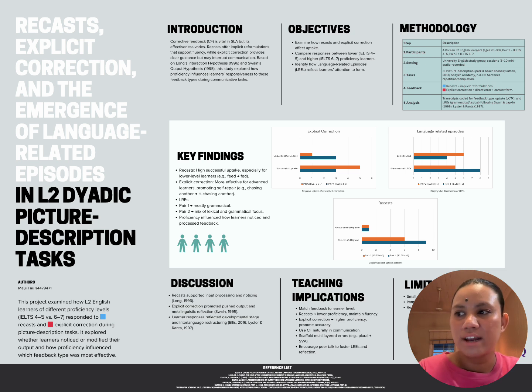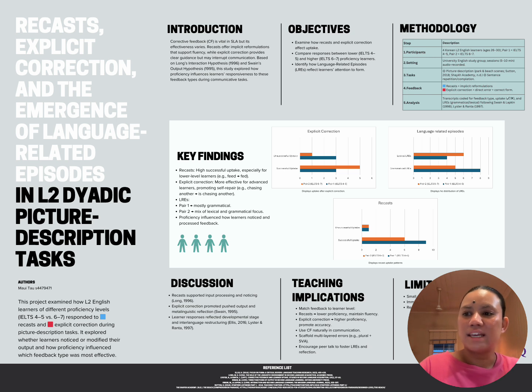I had 4 Korean L2 English learners aged 26 to 30, all trying to do IELTS or PTE. Pair 1's IELTS is 4 to 5, and Pair 2's IELTS is 6 to 7. It was in a university setting, and I gave them 2 picture description tasks, and I gave recasts and explicit correction as feedback, and then from that data analyzed which is best and which works, and how language-related episodes reflect the learner's attention to form.